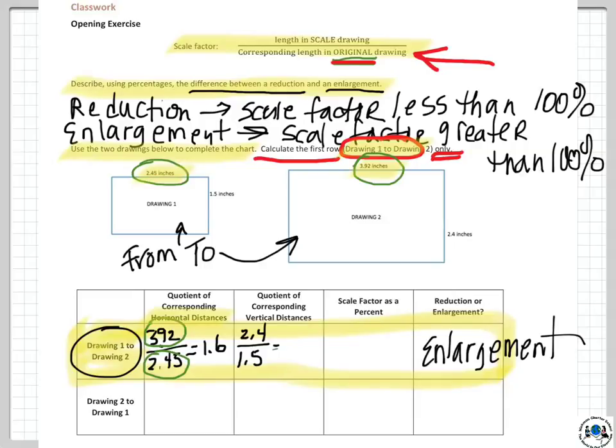Now we're moving up and down, and we have 2.4, which comes from the vertical distance of drawing 2, over 1.5, which is the vertical distance of drawing 1. As you can see, that is also 1.6. So we're looking at a single scale factor as a percent, and of course that is going to be 160% because that's what 1.6 translates into, or is equivalent to. And of course it is an enlargement.